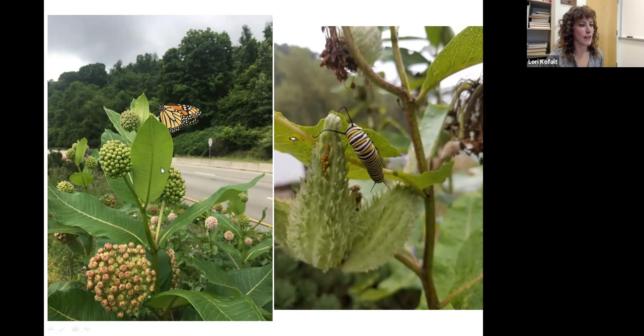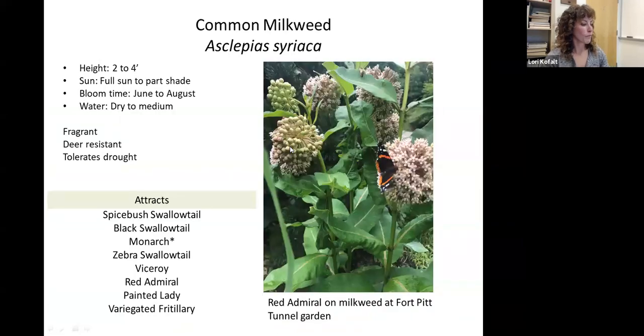And what I love about these pictures is it's just really good evidence that planting the right thing, something that's beneficial, in a small space, for instance, between 6 lanes of traffic, makes a noticeable impact. So once again, this was taken at the Huntington Bank Welcome Garden at the Fort Pitt tunnels.